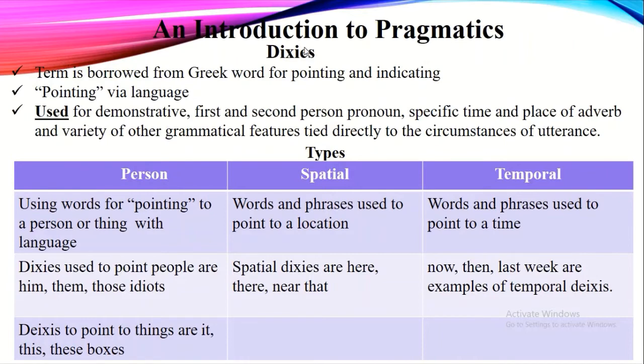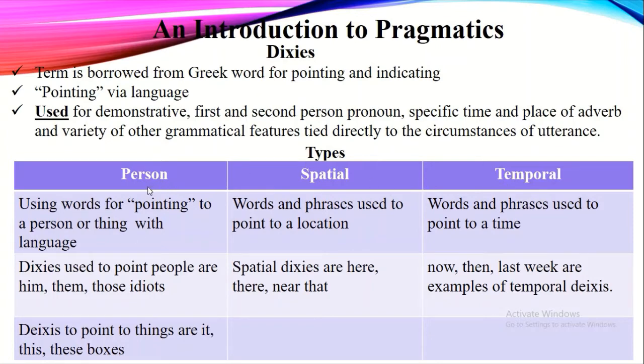Deixis is the second important concept in pragmatics. This term is borrowed from the Greek word for pointing and indicating, or you can say pointing with language is called deixis. It's used for demonstratives, first and second person pronouns, specific time and place adverbs, and a variety of other grammatical features tied directly to the circumstances of an utterance. We have three important kinds of deixis: person, spatial, and temporal.